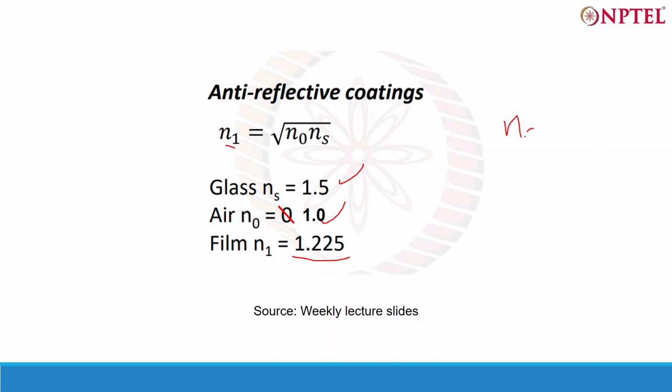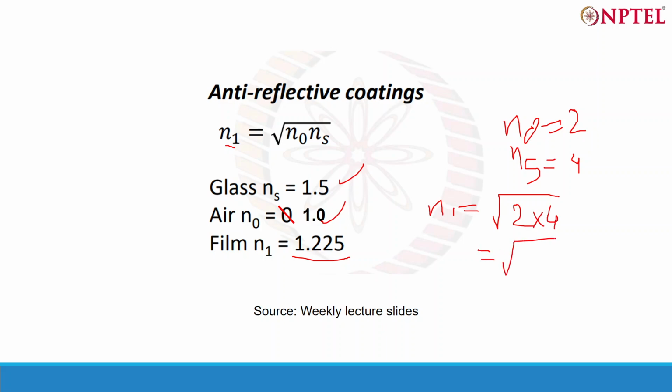If I change the value of n0 to 2, and change the value of ns to 4, what should be the refractive index of the anti-reflective coating now? So simply put n1 equal to square root of 2 into 4, equal to under root 16, equal to 4. So this would be the refractive index.